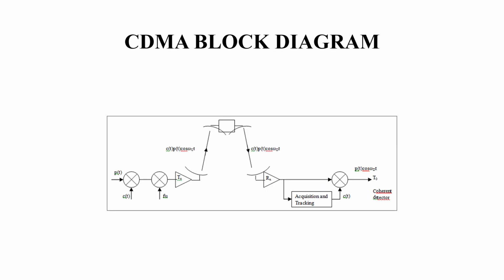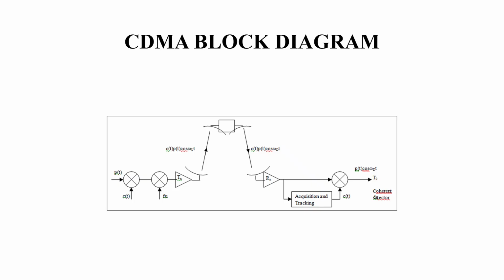This is the basic block diagram of a CDMA system, which represents the transmitter as well as the receiver, from the satellite and to the satellite. First, the input analog signal is converted to digital format, and the digital data is modulated using one of the modulation schemes. The modulation used is BPSK or QPSK. Sometimes QAM modulation is also used.